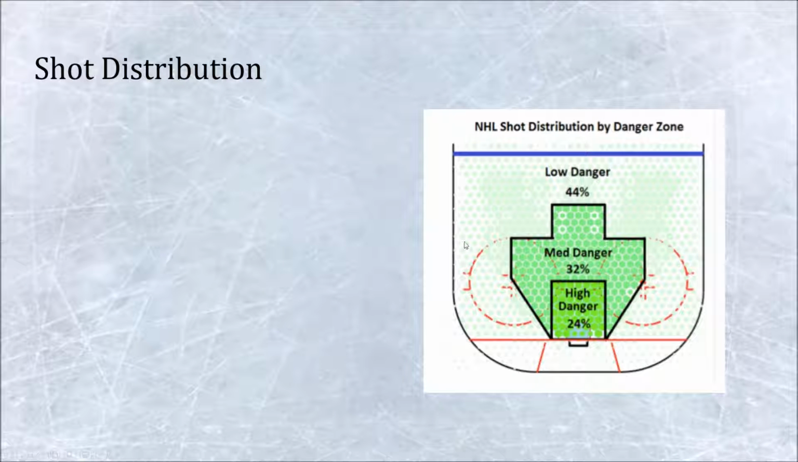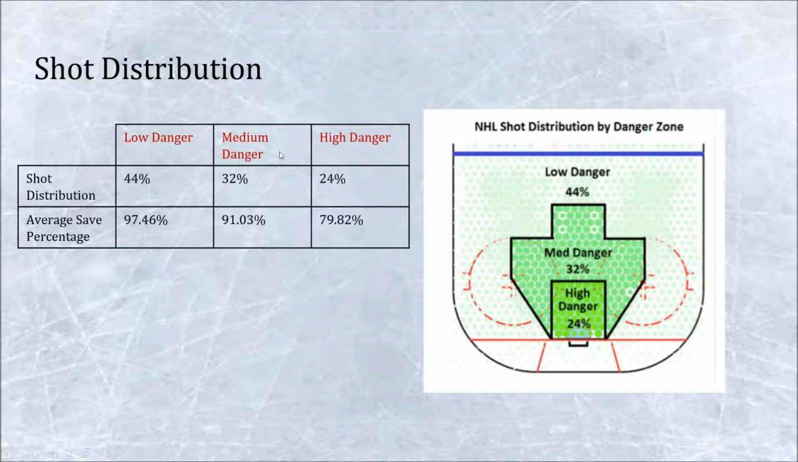So the image on the right is the offensive zone of an ice hockey rink in the NHL, and it splits up the offensive zone by the type of area. So shots that are taken from this area are from the low danger zone, medium danger, and high danger. And to get a more accurate picture of the shot distribution, 44% of all shots are taken from the low danger zone, 32% from the medium danger, and 24% from the high danger. And obviously, as the distance gets farther away, the likelihood of the shot going in is lower, as we can see from the average save percentage.